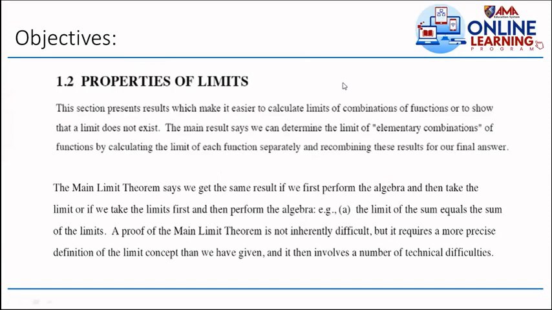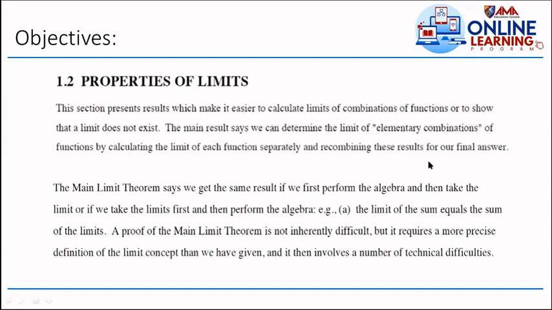Properties of limits. This section presents results which make it easier to calculate limits of combinations of functions, or to show that a limit does not exist. The main result says we can determine the limit of elementary combinations of functions by calculating the limit of each function separately and recombining these results for our final answer.